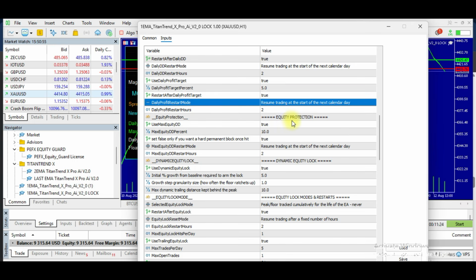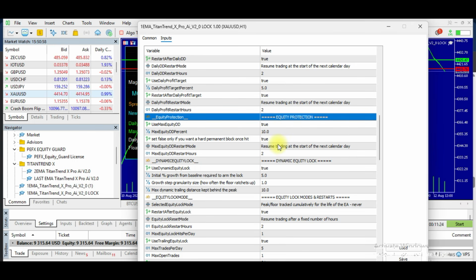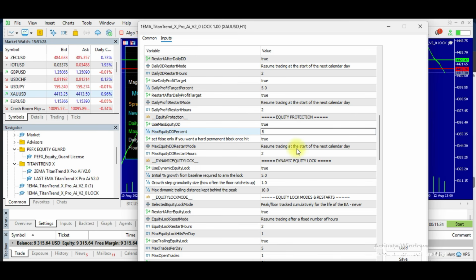This is my most favorite. Look at this. This one also was added. Equity protection. Use max equity DD. Put it on true. You can put your own, 10% or 25% or 30% of your equity. You understand? Whatever you put here, if your equity percent is hit, then what will happen? Look at this place. Please look here very well so that you will not make a mistake. Look at this here, where I'm hovering my mouse right now. Let me just point it out for you. You see this section?